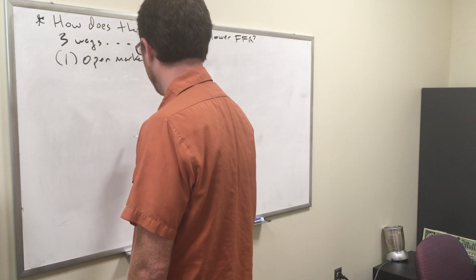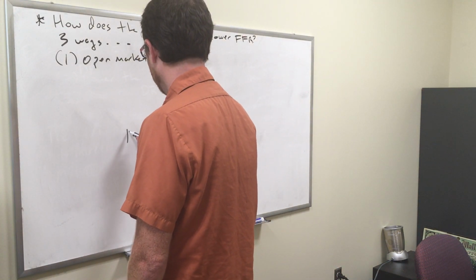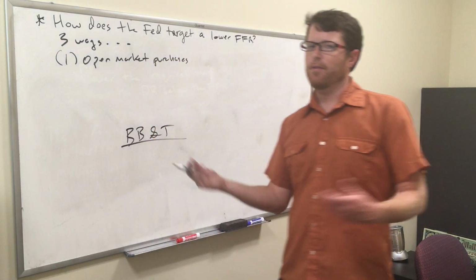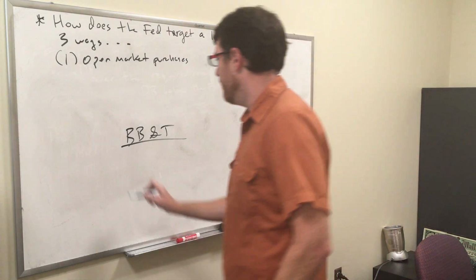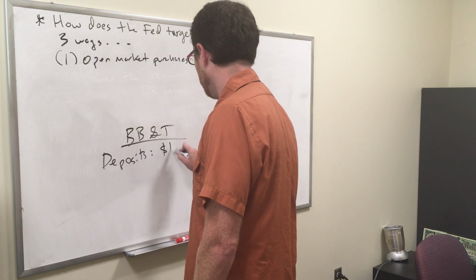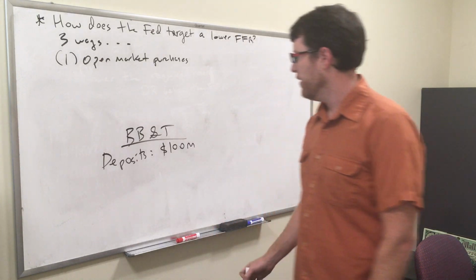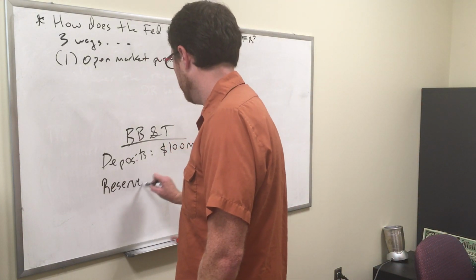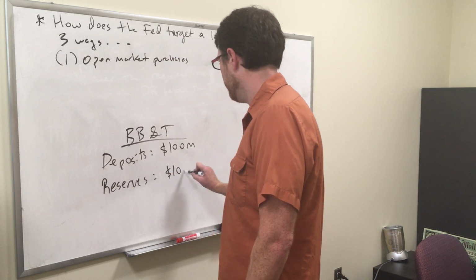Let's stick with a bank down here. Let's say this is a BB&T bank. Okay? It's the bank I use, so it's always the one I come up with in my head. Let's say this is a situation they have. Nice round numbers here. $100 million in deposits and reserves of $10 million.